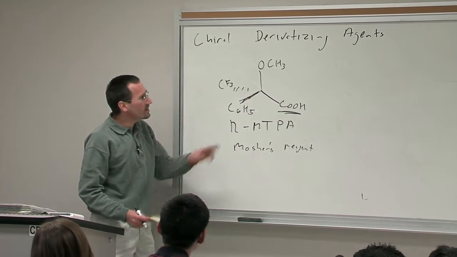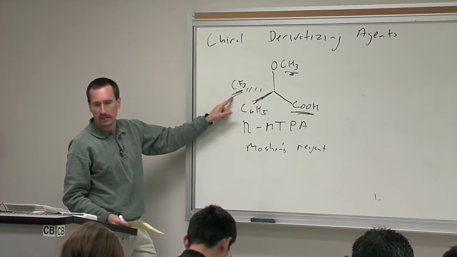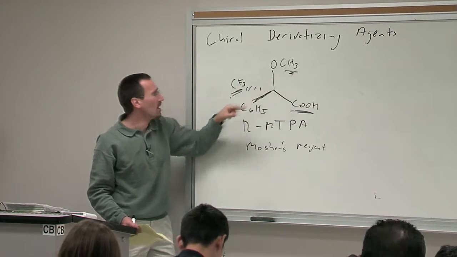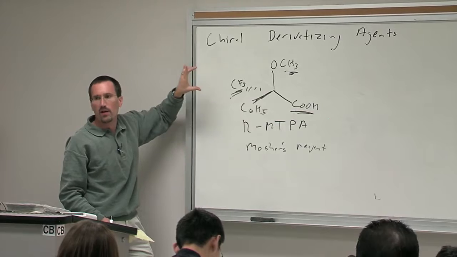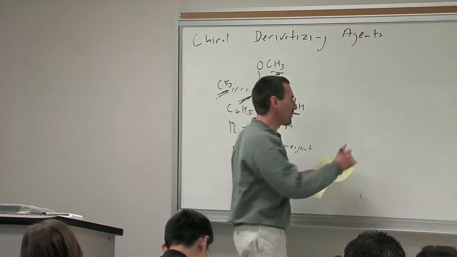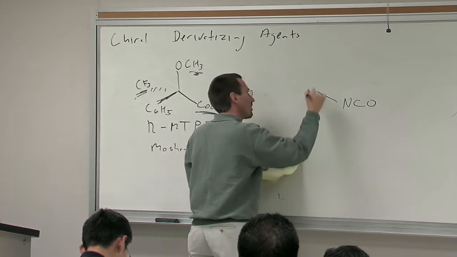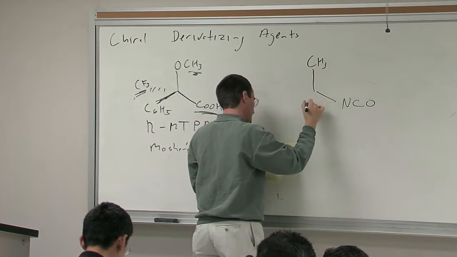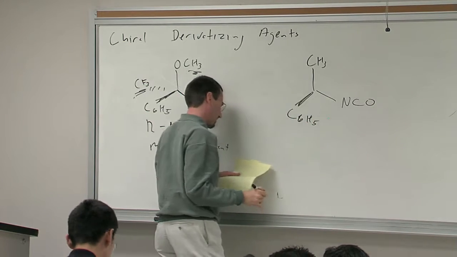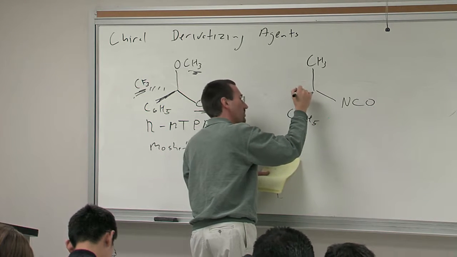And what's cool is the reagent itself has two very nice handles that give sharp singlets in the NMR spectrum, a methyl that gives a sharp singlet in the H1 NMR spectrum, but even more cool, a trifluoromethyl that gives a sharp singlet in the fluorine NMR spectrum. So that's one popular one for compounds that have a nucleophilic site. For things that have an electrophilic site, one popular one is R-alpha methyl benzyl isocyanate, or at least that's one way you can describe this thing.